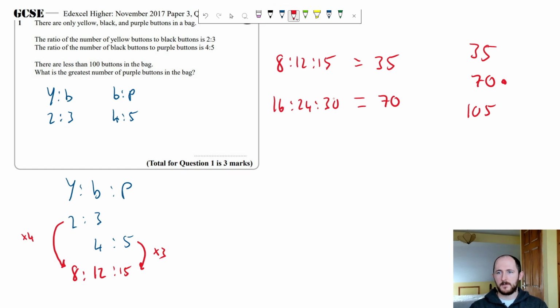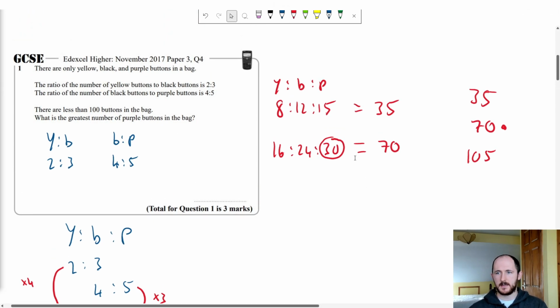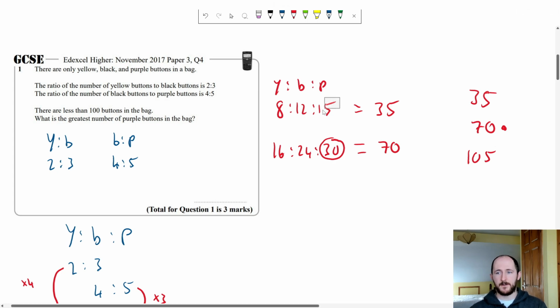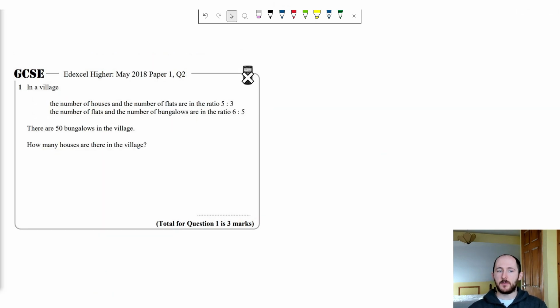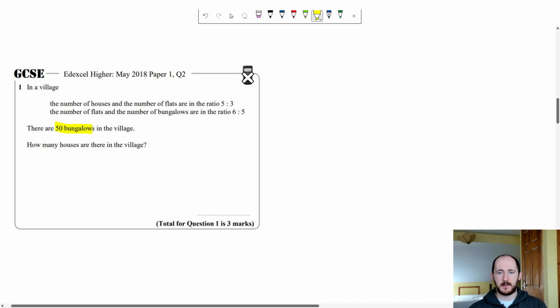So, remember, this is the ratio of yellow to blue to purples. That is the greatest number of purple buttons. How do I know this? Well, there's two possibilities. There's either 15 purple buttons or there's 30 purple buttons. They want the greatest. Well, what's bigger, 30 or 15? 30. That's it. How cool is that? So they don't always say, oh, it's less than or whatever, or use an inequality. Sometimes they literally tell you how many there are.